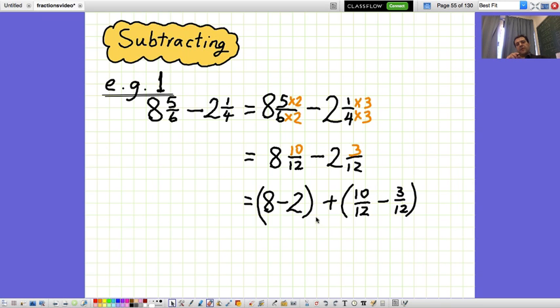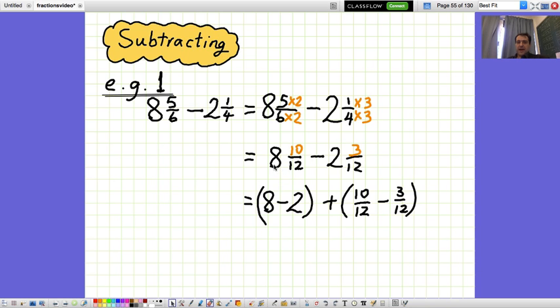Now people often ask me why there's suddenly a plus in the middle of that when it's a minus calculation. But if you think about it, 8 and 10/12 has an invisible plus in the middle of it, because it's 8 plus 10/12. So it's not just come out of nowhere. It does make sense that there's a plus there.